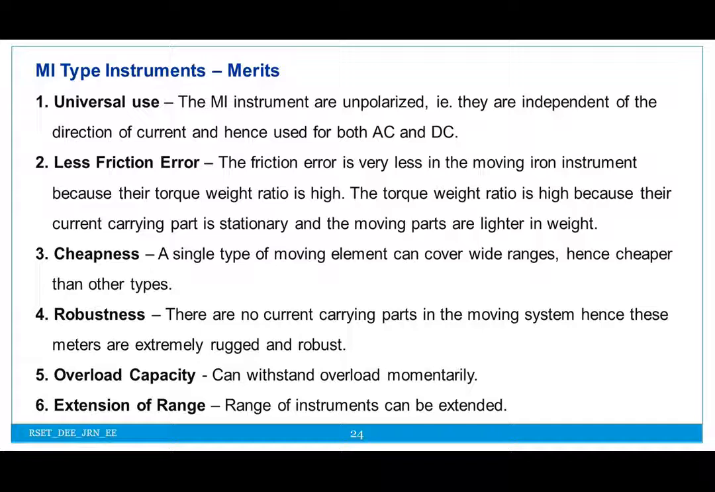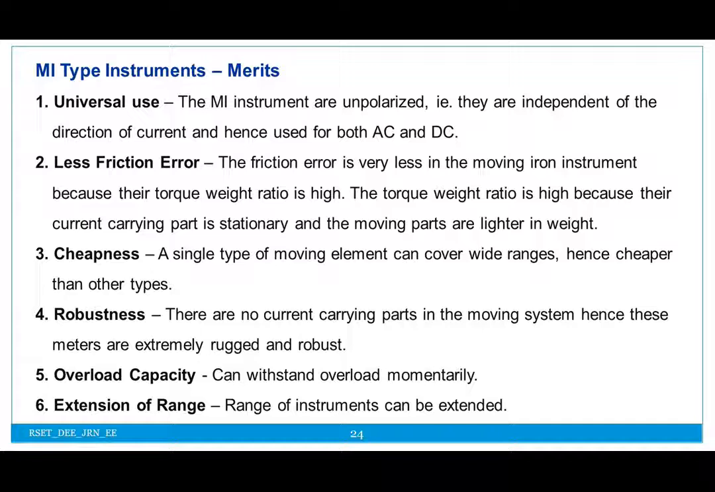They are independent of the direction of current, hence can be used for both AC and DC. Less friction error: the friction error is very less in moving iron instruments because their torque to weight ratio is high. The torque to weight ratio is high because their current carrying part is stationary and the moving parts are lighter in weight. Now, cheapness: a single type of moving element can cover wide ranges, hence cheaper than the other 2 types.